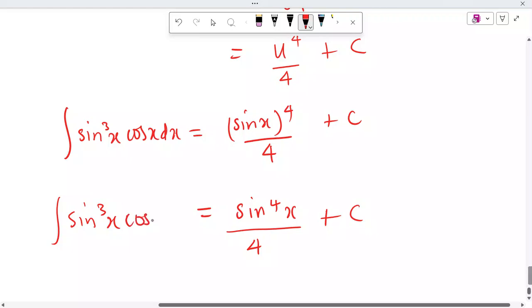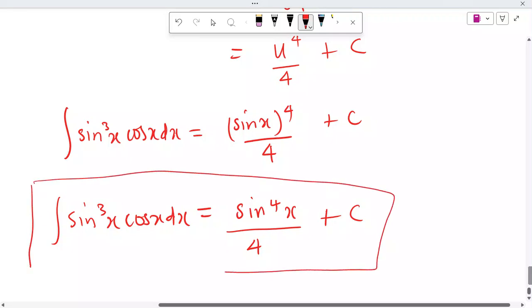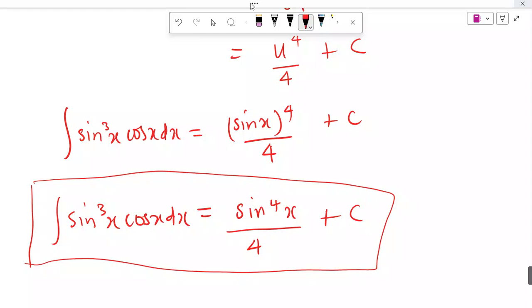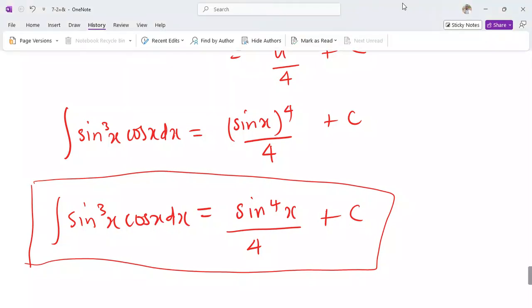If you've seen all these questions we've solved, most of them are solved using substitution and the quotient rule. Okay, so this marks the end of this series from the questions I had selected.